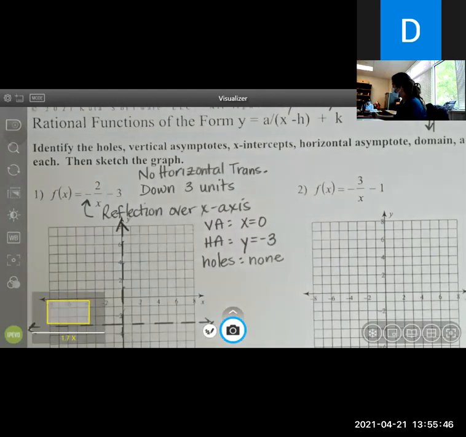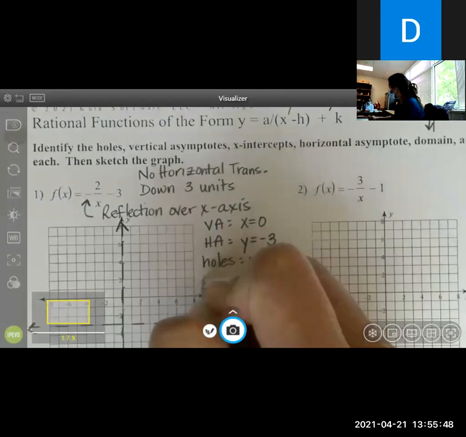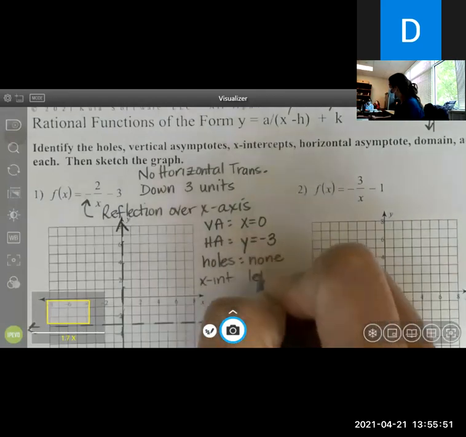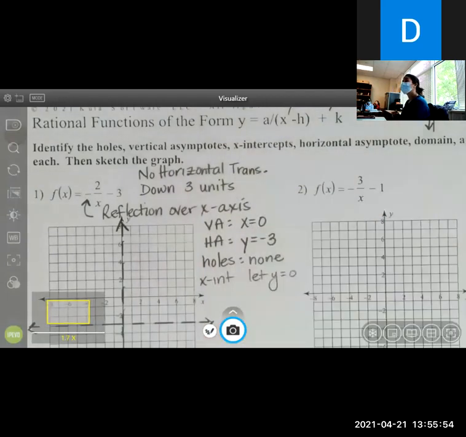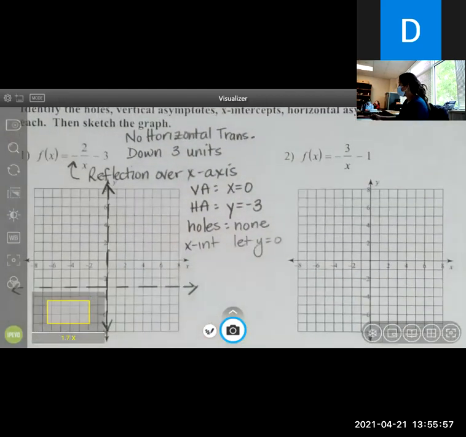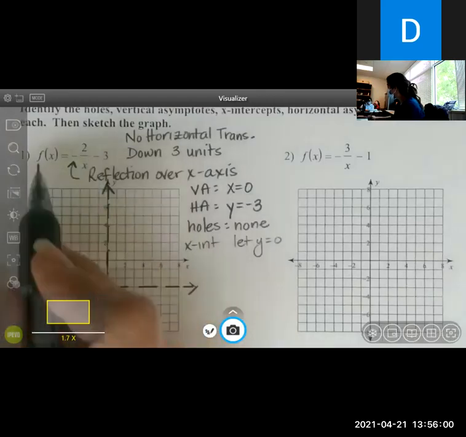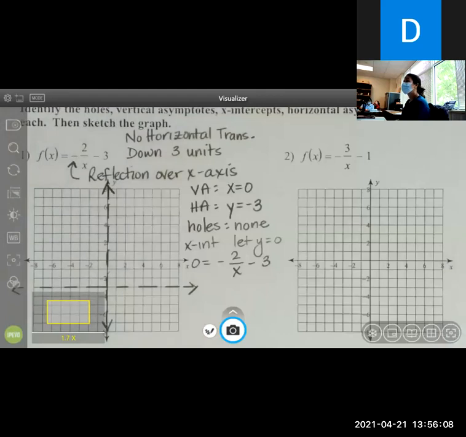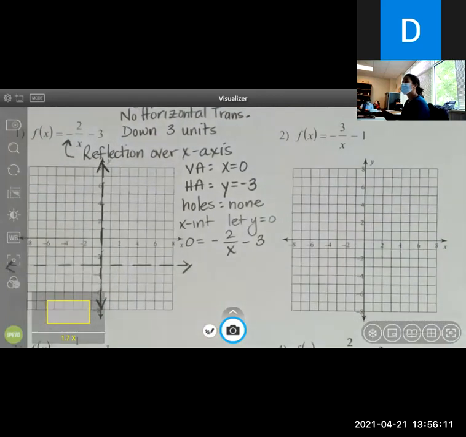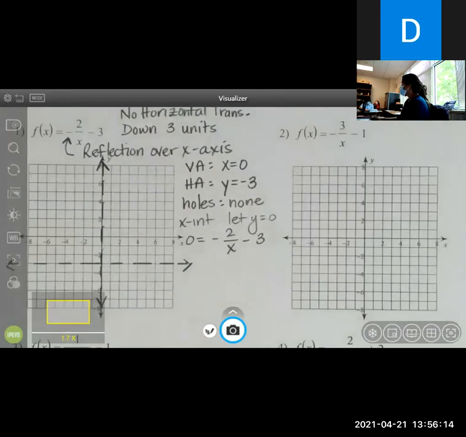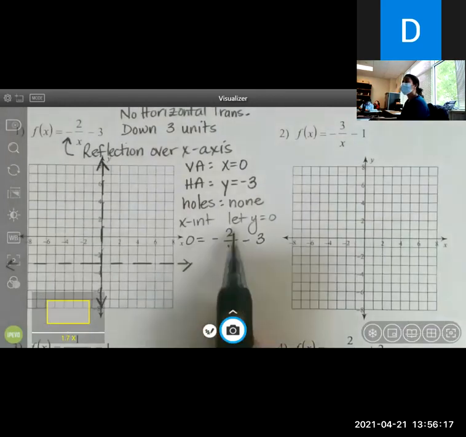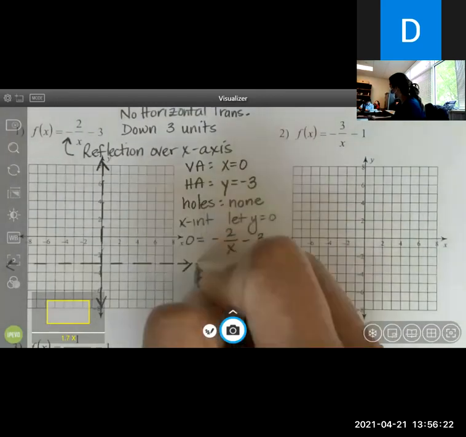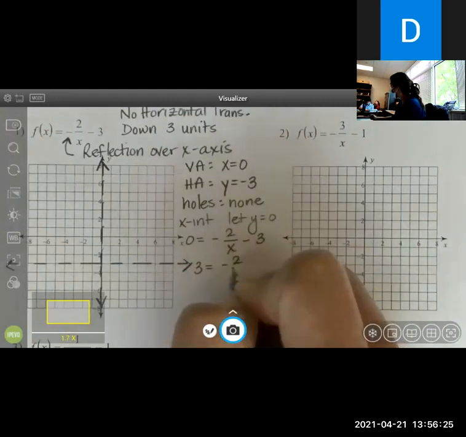Finding x-intercepts. So finding x-intercepts means we must let y be 0, okay? So let y equal 0, putting a little reminder there. So we are going to set our equation up by substituting y to be 0, which is our f of x. So 0 equals -2 over x minus 3. And we're going to do some very simple solving of equations for x. So I need to move the 3 over to the left side by adding 3 on both sides. So I get 3 equals -2 over x.